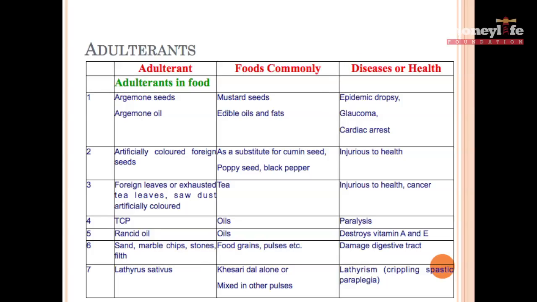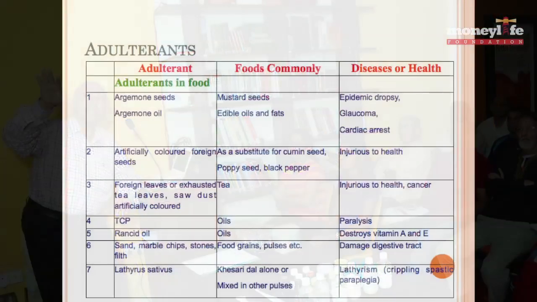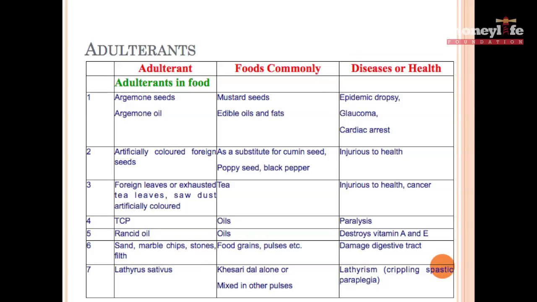Now, argemone seeds are actually... I was told that when the mustard is grown, argemone also grows if it is not properly controlled or taken care of along with it. But it's a very rare phenomenon because most of the mustard is in Punjab and Haryana, those northern areas, where argemone seeds normally do not come, but in case they come, they cause these types of problems.